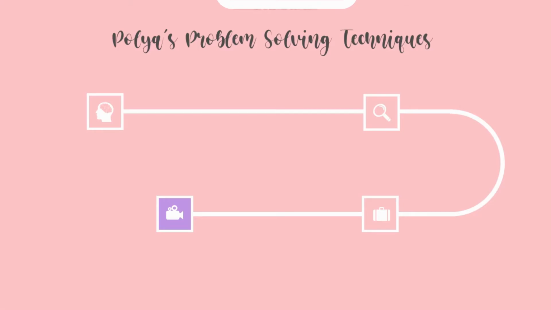Polya created his famous 4-step process for problem solving, which is used all over to aid people in problem solving. Step 1. Understand the problem. Step 2. Devise a plan. Step 3. Carry out the plan. And the last, Step 4. Look back.